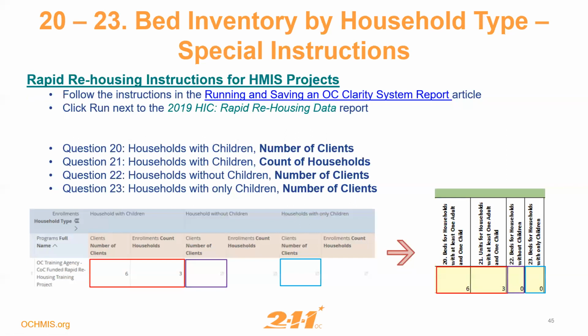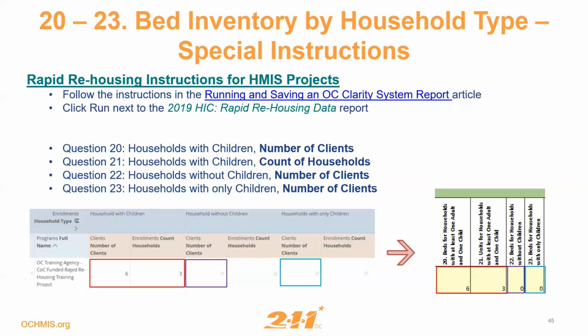And then for question 21, units for households with at least 1 adult and 1 child, you will be using the households with children section, the count of households number. So if you look here on the screenshot of the report, households with children, enrollment count households, the number on the report is 3. So in question 21 on the HIC Answer Form, they typed in 3.